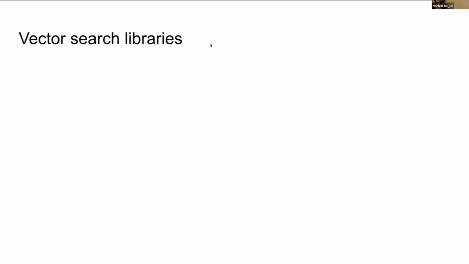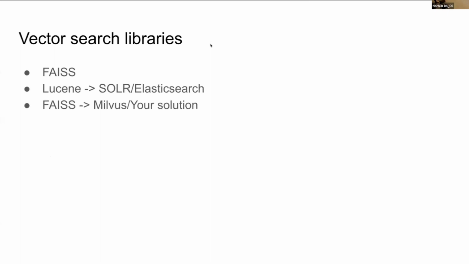But you could also use a different approach. You could use a library. So you would take a library and you would have to build your own vector search engine around it. And the best known library for vector search is called FAISS. It was created by Facebook. So if you're coming from information retrieval background, think of this choice as sort of choosing between Lucene or Solr or Elasticsearch. So FAISS would be Lucene in that comparison, and Solr would be Milvus or your solution, which builds on top of the library.